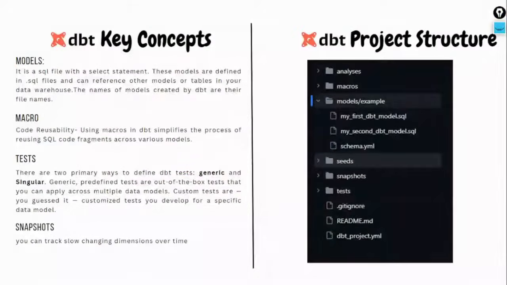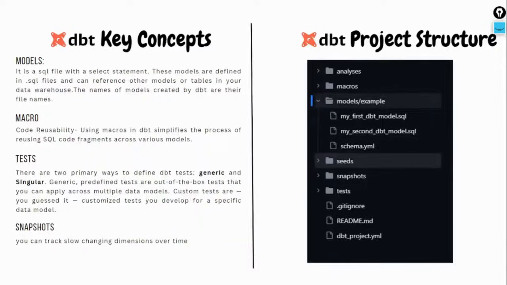Now we know what dbt is and where it fits in the data lifecycle. Let's look into the core concepts of dbt. In this slide, we are discussing these concepts at a higher level, but we will explore all of them in the next few minutes. We'll start with models. Models are the basic building block of dbt. A model is essentially a SQL file with a select statement. These models are defined in .sql files and can be referenced by other models and tables within the data warehouse.